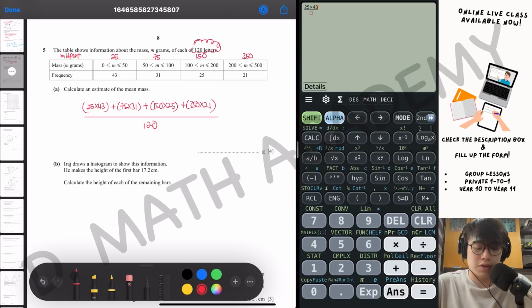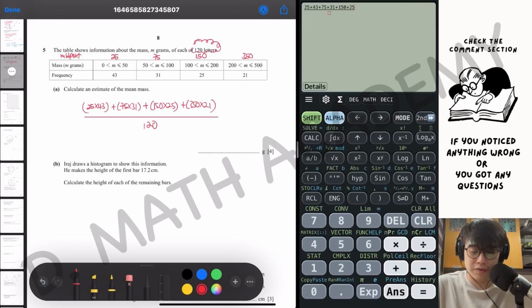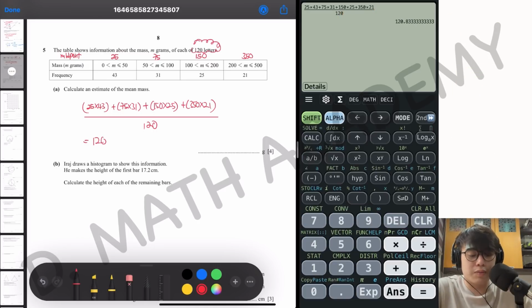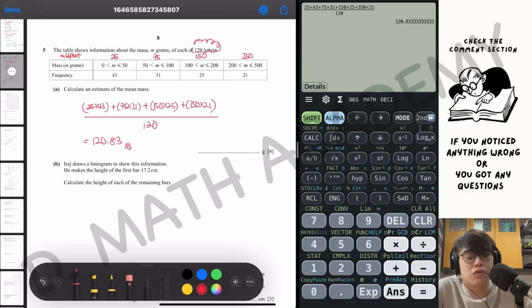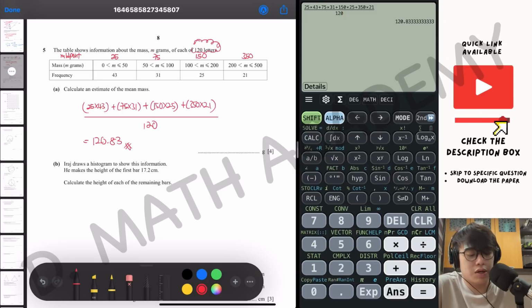25 times 43, 75 times 31, 150 times 25, 350 times 21, divided by 120, you will get your answer as 120.83. If you wanted to write 120.8, you can do so, but preferably I will leave it as 2 decimal places because it is a mean calculation.